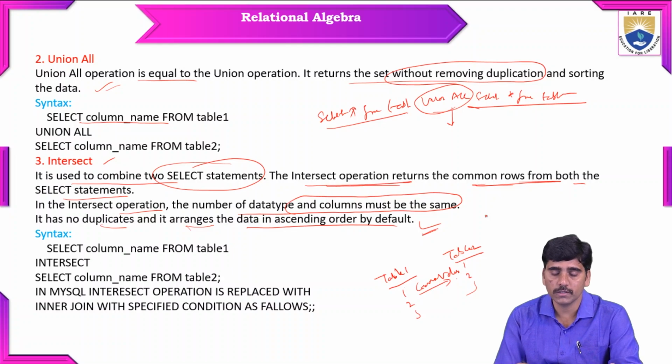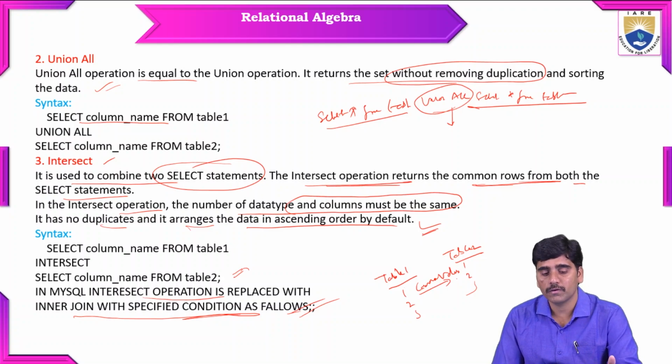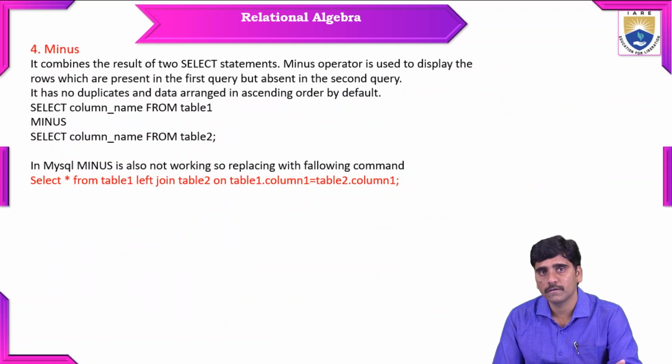So what is the syntax? Select column name from table 1 intersect select column name from table 2. In MySQL, the intersection operation is replaced with the inner join with a specified condition. So inner join conditions are used to perform this intersection operation.